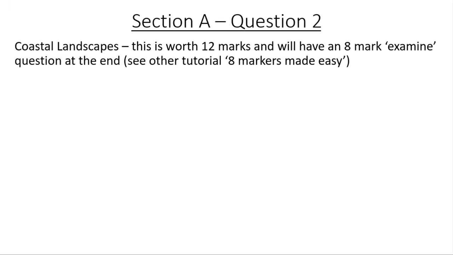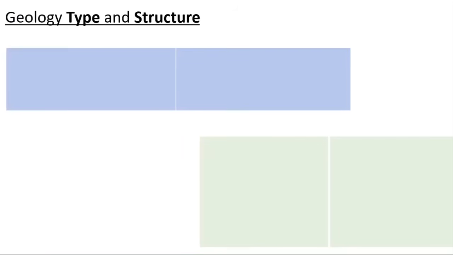Remember, it's only 6 marks worth. Section A, question 2, is about coastal landscapes, and it's worth twice as many. It's worth 12 marks. 8 of those 12 marks are going to come from one question, the 8-mark examine question. I do have a separate tutorial for 8 markers made easy with lots of advice and how to structure it and practice questions to look at as well, so please feel free to look at that when you've got time. But when it comes to the content of coasts, there's also another 4 marks that could well be asked about from the content, so we'll go through that now.